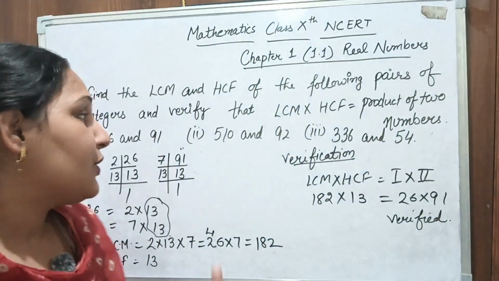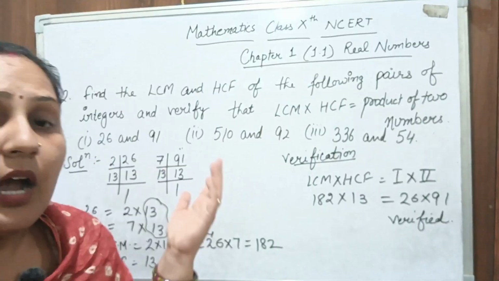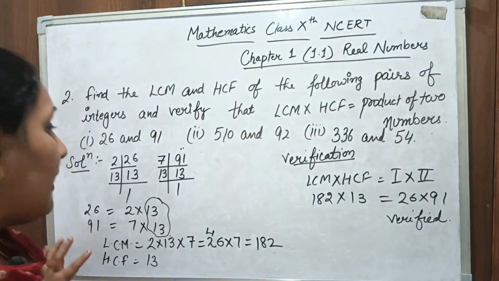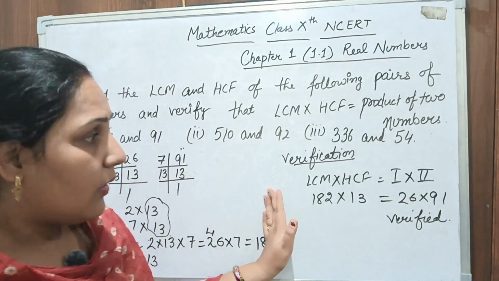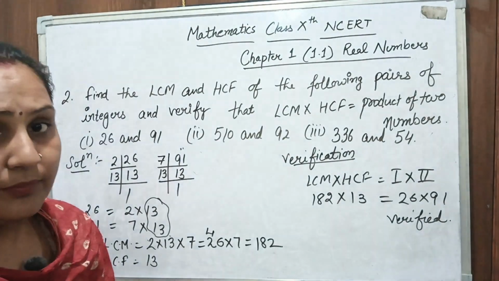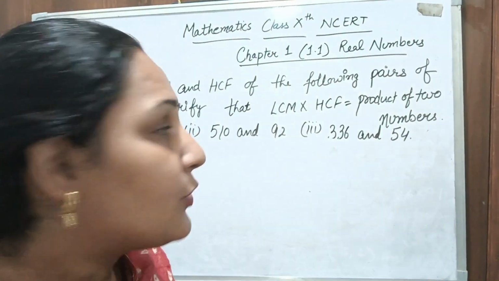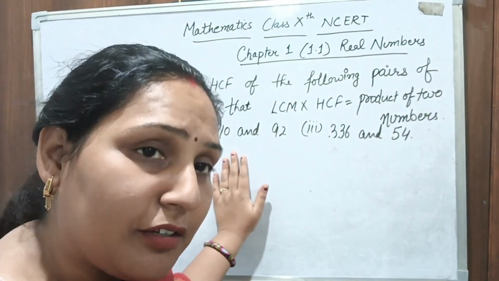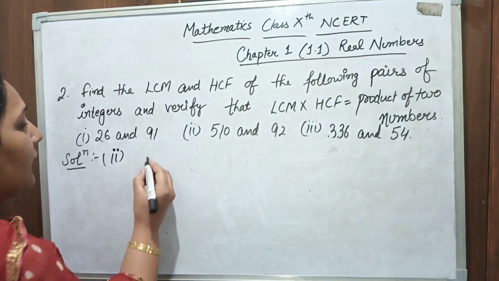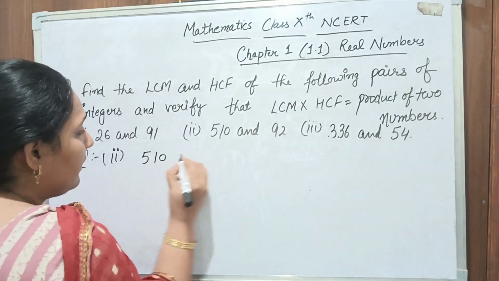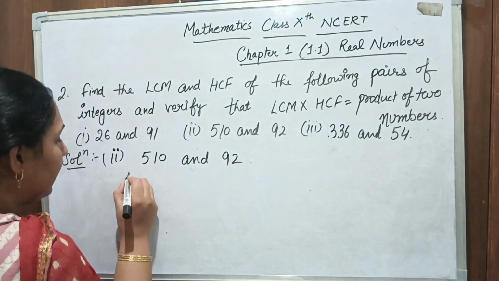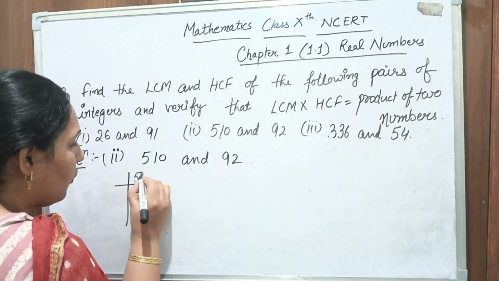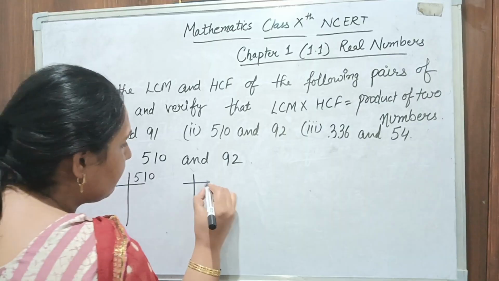Okay students, hope you understand well how to take LCM and HCF and how you can verify this. Okay, now we will solve our part number 2 with the two numbers 510 and 92. We will take the LCM and HCF of both the numbers.